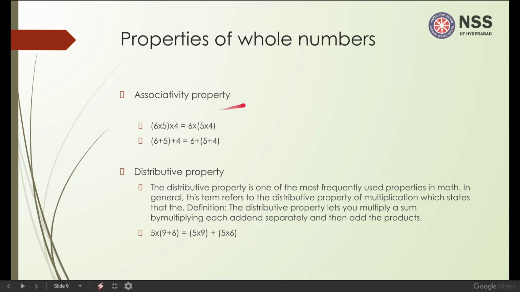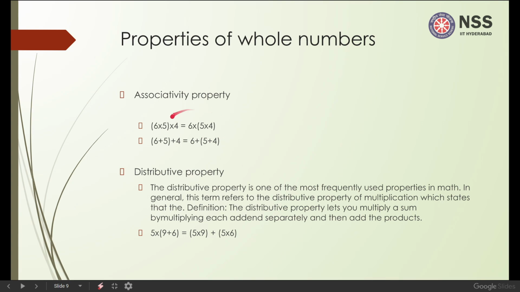Let us try to understand associative property. Associative property is a property of some binary operations, which means if we change the grouping of numbers inside the brackets, then the answer doesn't change. Let us try to understand this with the help of an example. We have 6 multiplied by 5, which is inside the brackets, and then multiplied by 4. So 6 multiplied by 5 gives us 30, and 30 multiplied by 4 gives us 120.